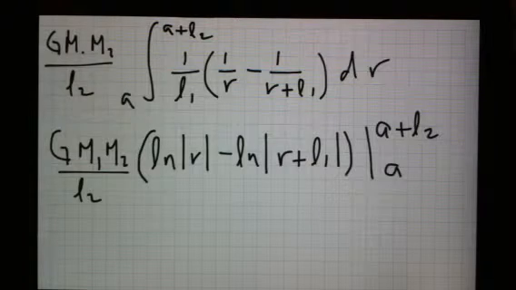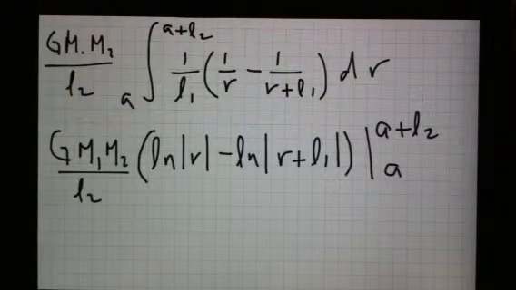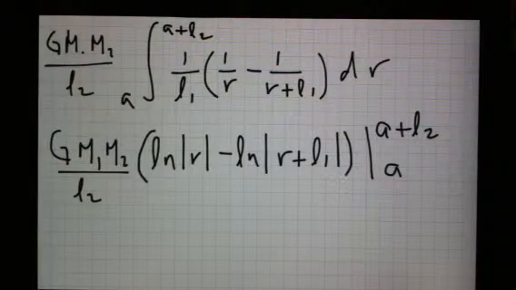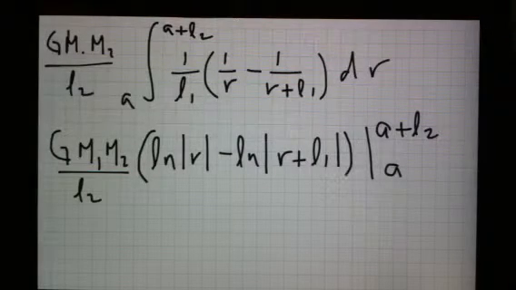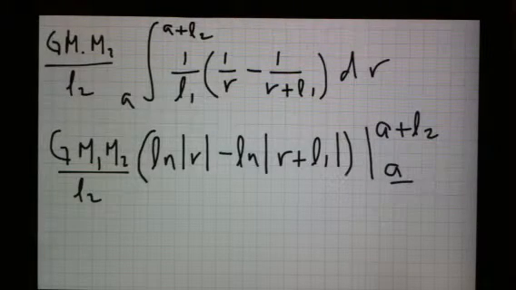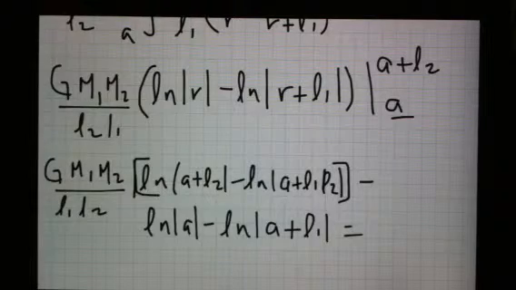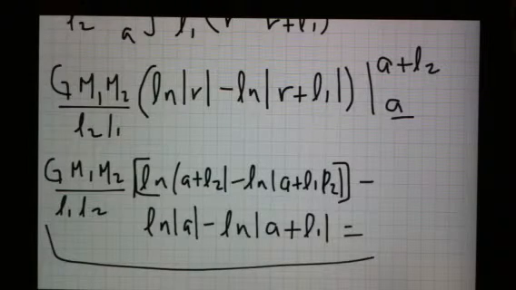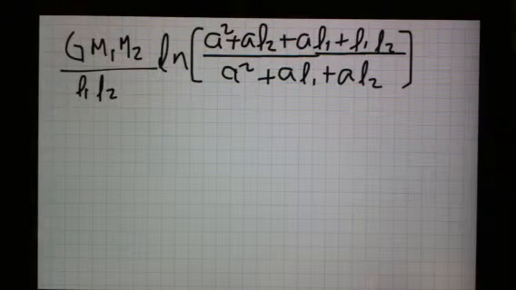So once I integrate it, I end up with G times mass 1 times mass 2 divided by the length of rod number 2 times the absolute value of ln of r minus the absolute value of ln of r plus L1, evaluated from A to A plus L2. Once I evaluate with my limits, this is what my equation looks like. It is very long, and it can be reduced to this.